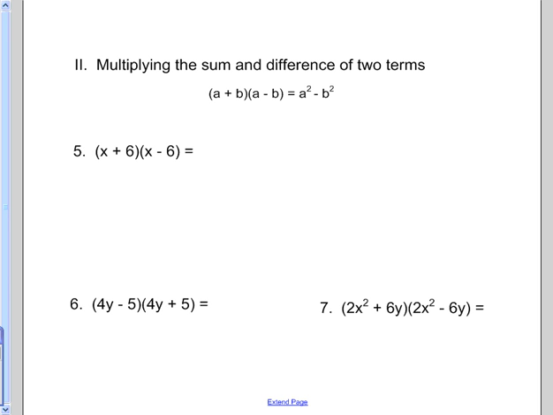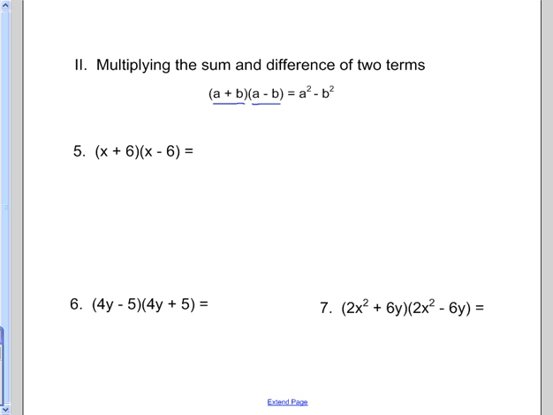Section 3.6, this is part 2, which is on multiplying the sum and difference of two terms. Again, we have a formula that says if we have a binomial a plus b times a binomial a minus b, then this will equal a squared minus b squared. As far as how that's going to look with a problem, it would be something like what I have for number 5. We have x plus 6 times x minus 6.